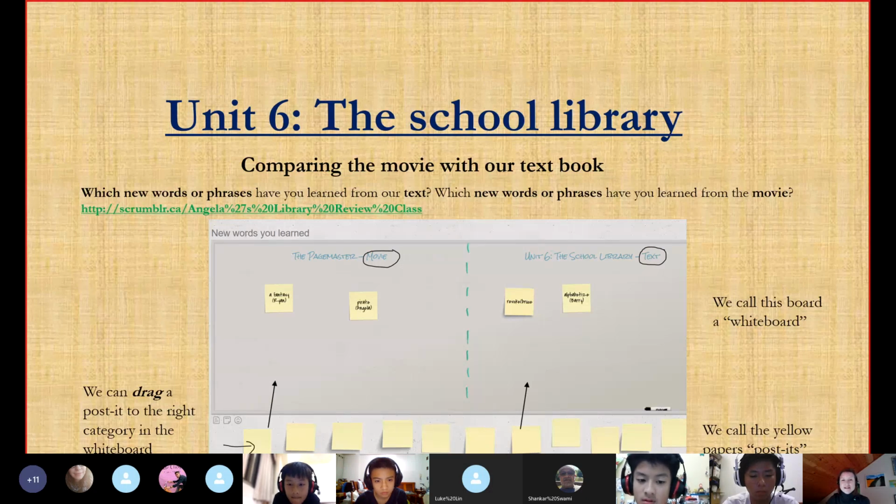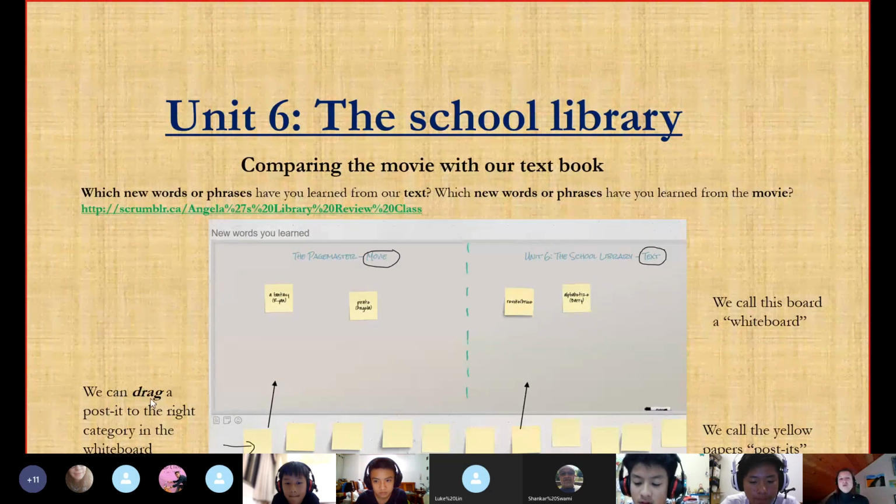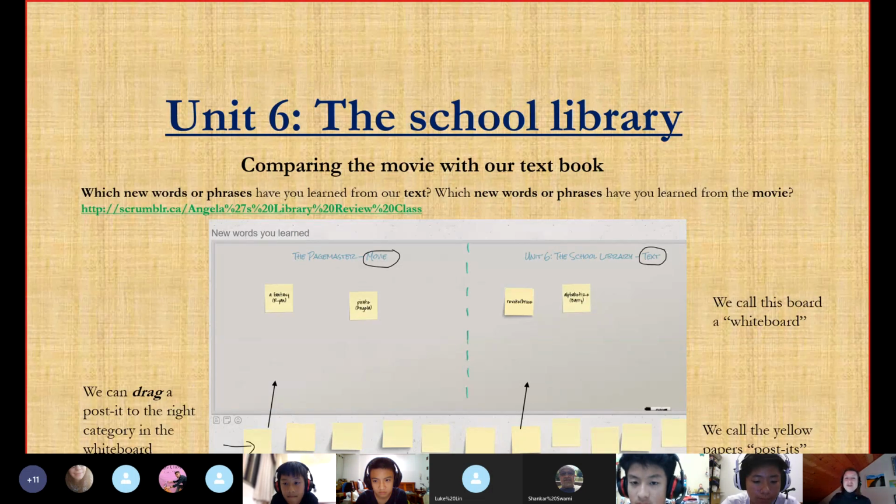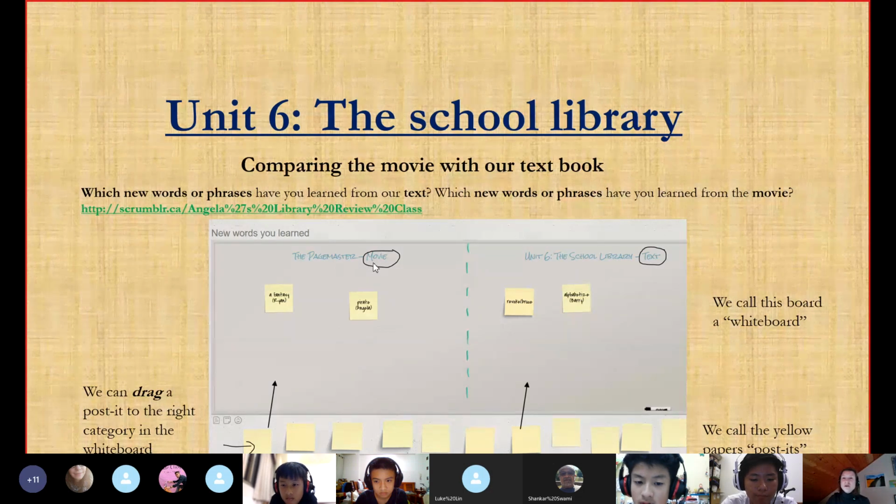Okay, so this here, what you can see, everything that is what we call a whiteboard. And those little yellow pages, we call those post-its. So when I said, please write on the post-it, this is what I meant, the little yellow page. And usually we say we drag a post-it to the right category. So when I say, which new word did you learn? Please write it on the post-it and drag it to the right category. I mean, write it in here and pull it or drag it to the movie category or to the text.